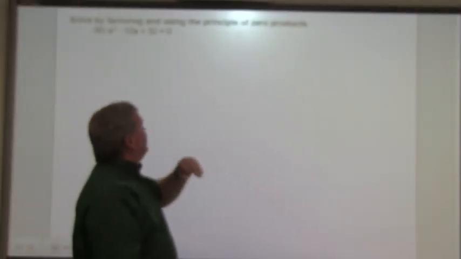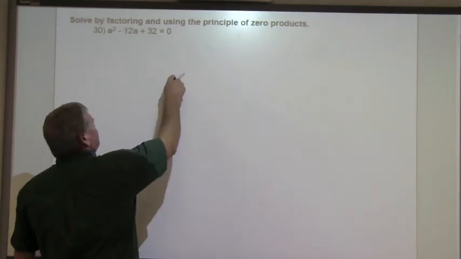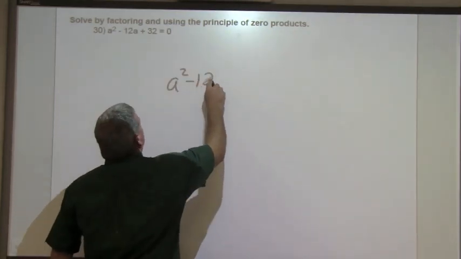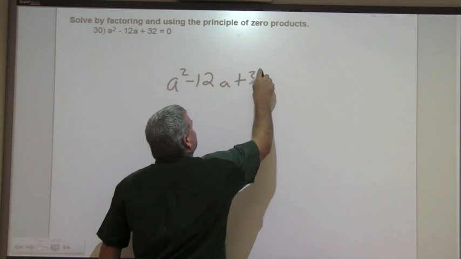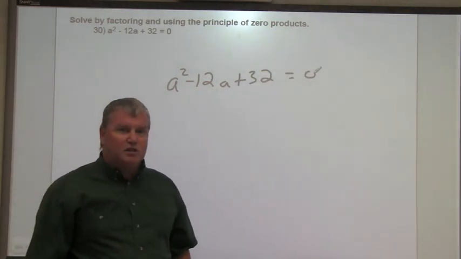This is solved by factoring and using the principle of zero products. So again, it's going to be basically the same thing as what we just got through doing. The only difference is this time I have it equal 0. It's an equation, not an expression.